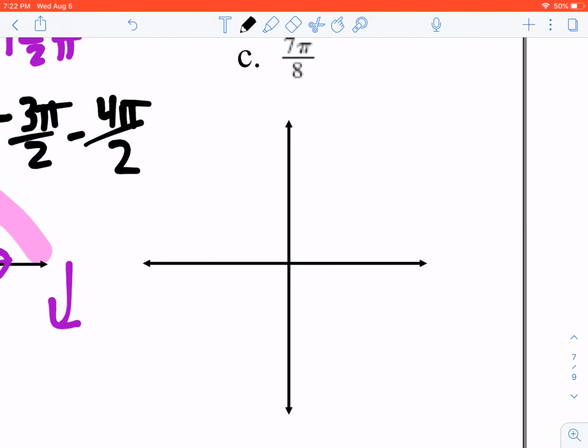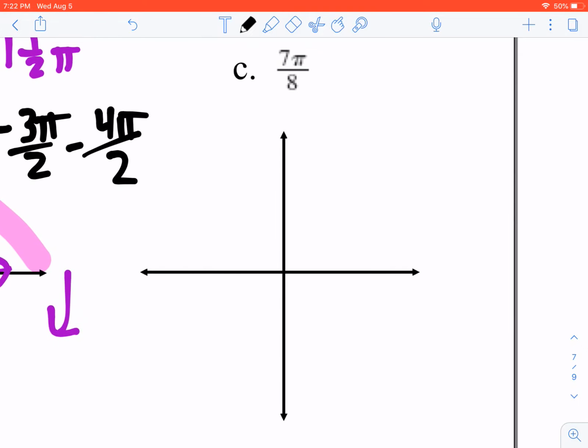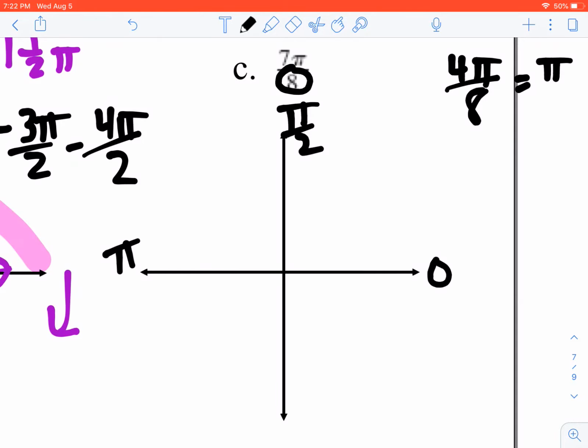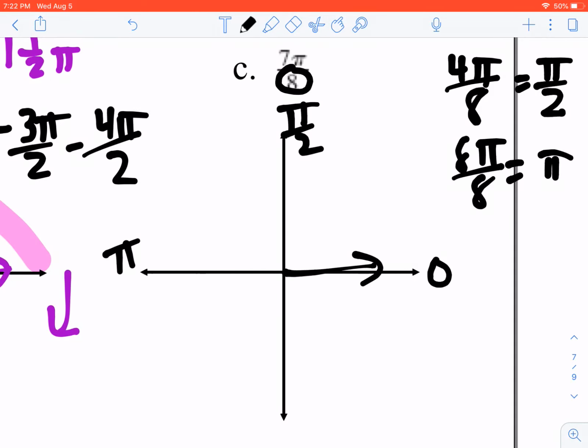All right, 7 pi over 8. Again, let's stay in radians. Let's think radians. Well, this is just 7/8 pi. Okay, let's think about this. This is 0. This is a half pi. This is a whole pi. Well, if I'm in eighths, 4 pi over 8 would be half pi, correct? So I'm bigger than pi over 2, but 8 pi over 8 would be pi. So my angle in standard position would look something like that.